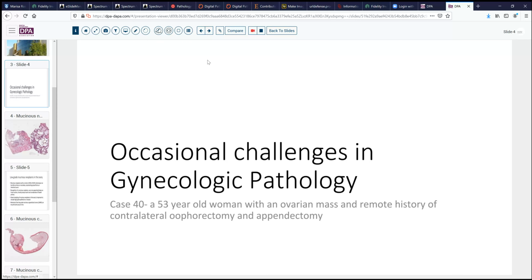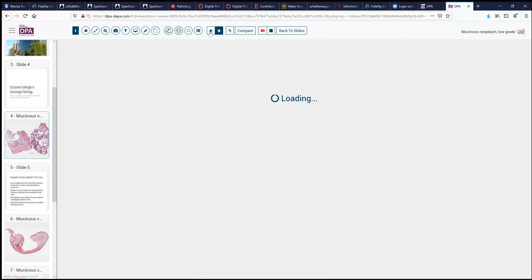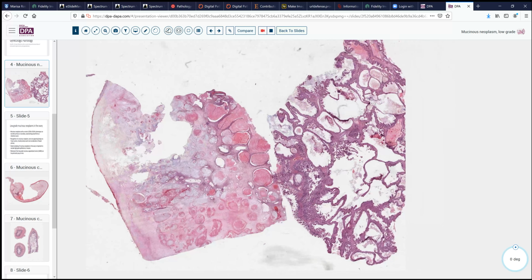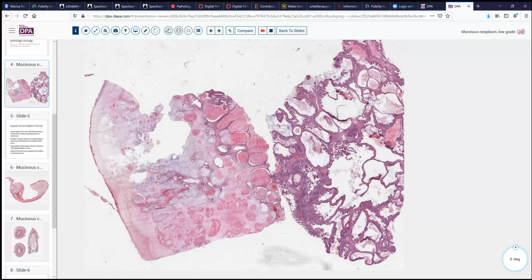Our case today comes from the cancer center. It's a 53-year-old woman who has an ovarian mass. Of note, she has a remote history, uncertain how long ago, of a contralateral oophorectomy and appendectomy. So a little suspect there in terms of history, particularly when we see that her neoplasm here is one of multiple cystic spaces with areas of sort of eosinophilic secretion, maybe some necrosis, and so forth.